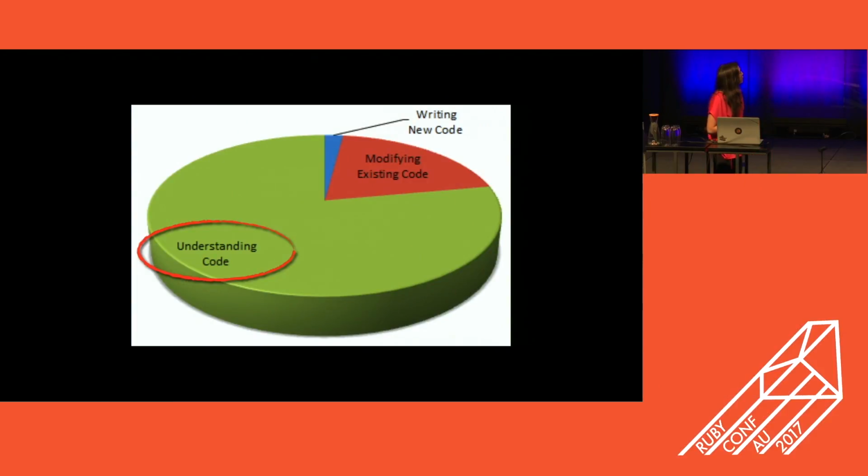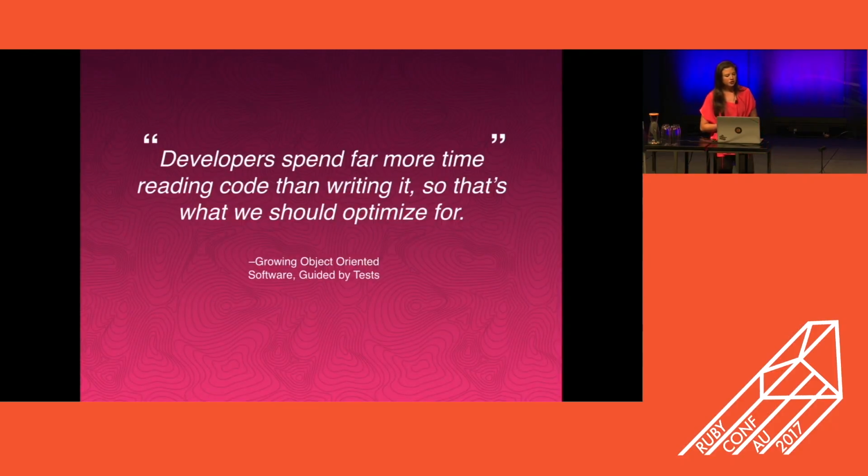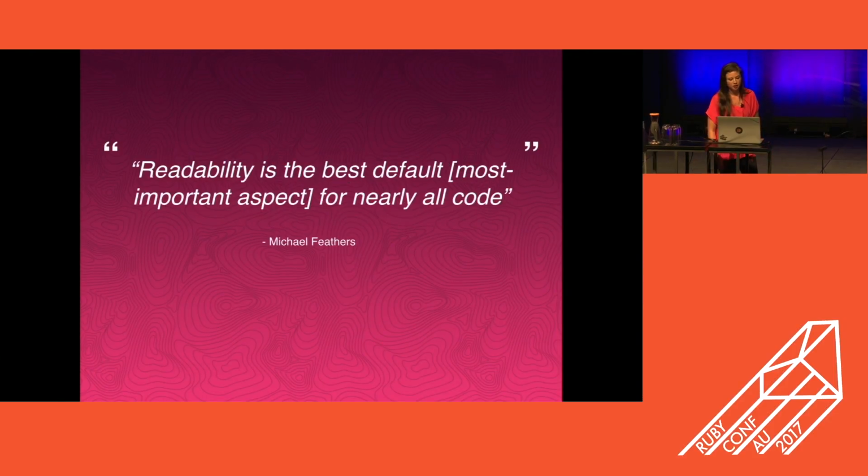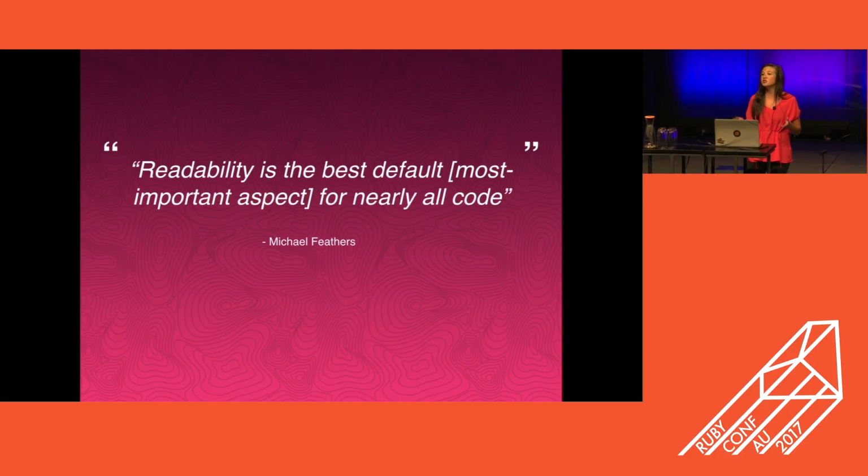This is a graph from Jeff Atwood's blog. I'm sure some of you know him. You can see here that from his perspective, we spend way more time trying to understand code than we do anything else. So I think readability is really important. Also, Nat Price and Steve Freeman say that developers spend far more time reading code than writing it. So that's what we should optimize for. Growing Object-Oriented Software, Guided by Tests is a really great book if you haven't read it. Also, Michael Feathers says that readability is the best default or the most important aspect for nearly all code.